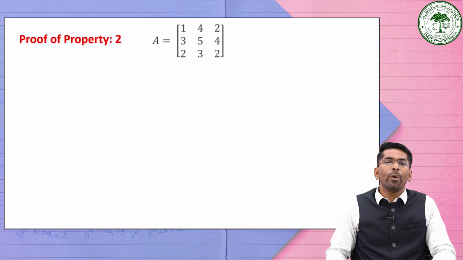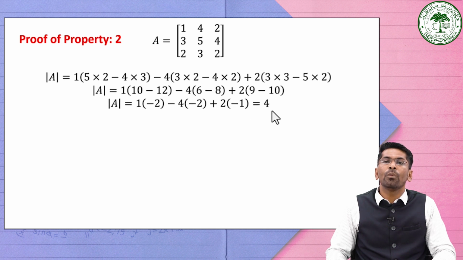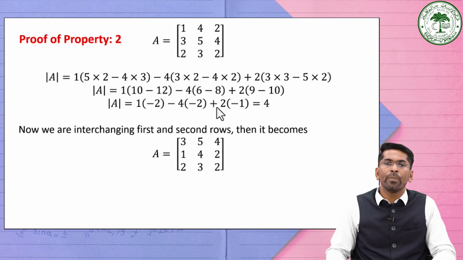We are again going to consider the same matrix, and we are going to find the determinant value, which we have already found, which is equal to 4. Now we are going to interchange the first row and the second row. The first row is 1, 4, 2. Now we take this first row into the second row and the second row as the first row. See, 3, 5, 4 now becomes the first row, and it became the second row.